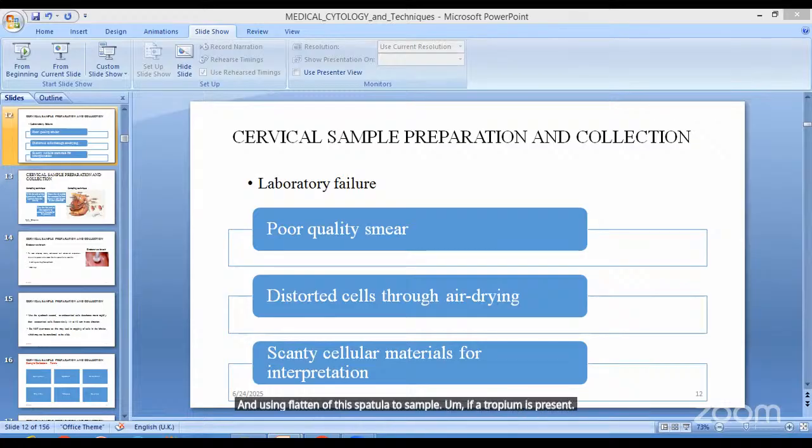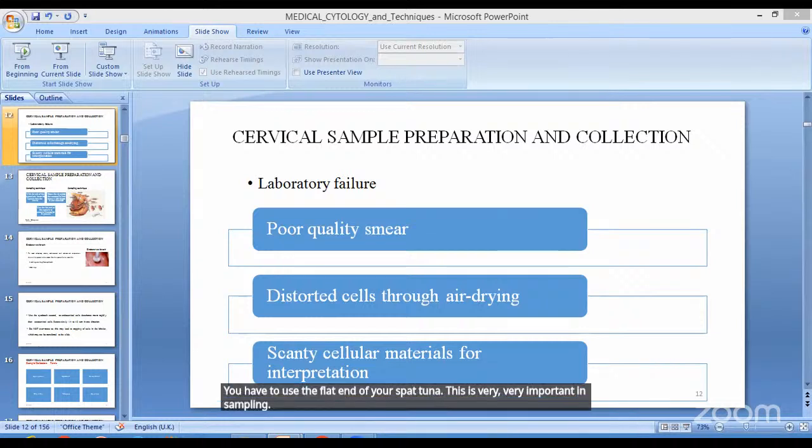Ectropion, this is when the endocervix is everted. It is called ectropion. And instead of having the ectocervix, what you're actually having is the endocervix. So to avoid bleeding and injury to the very delicate endocervical cells, you have to use the flat end of your spatula. This is very, very important in sampling.